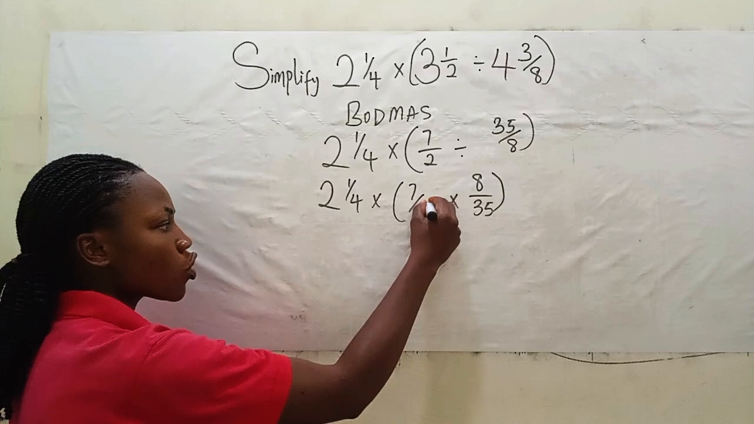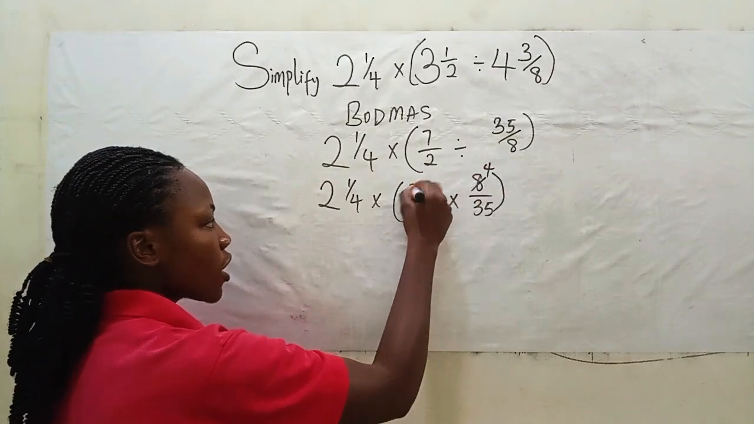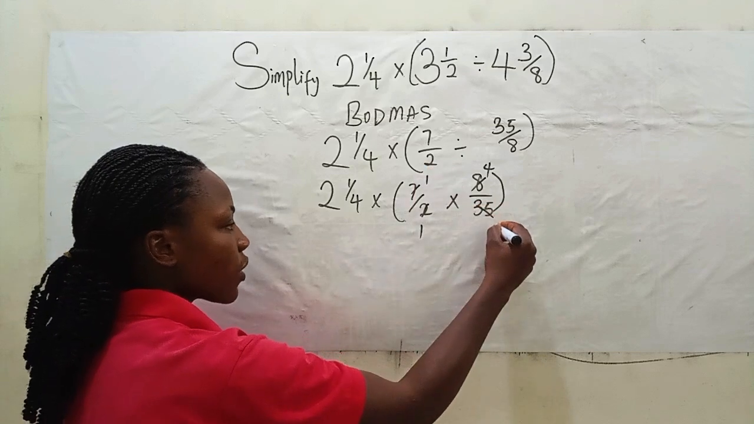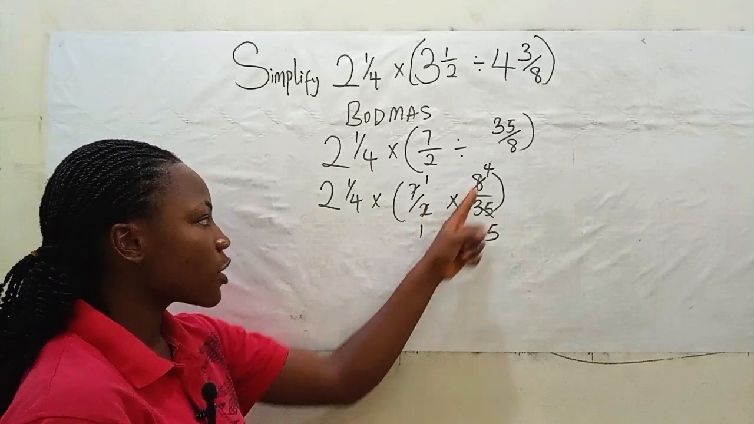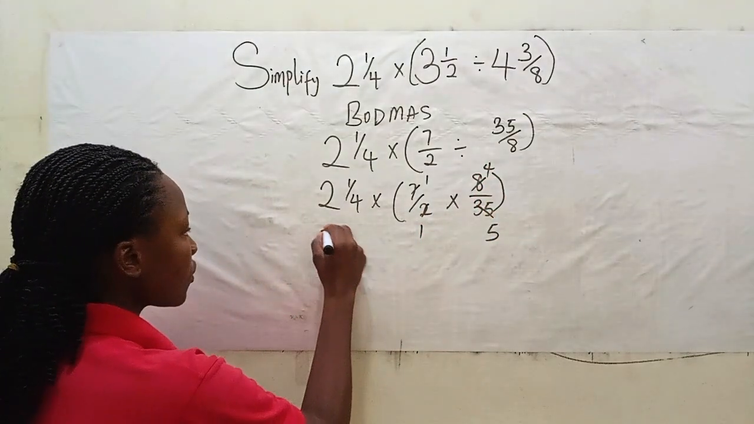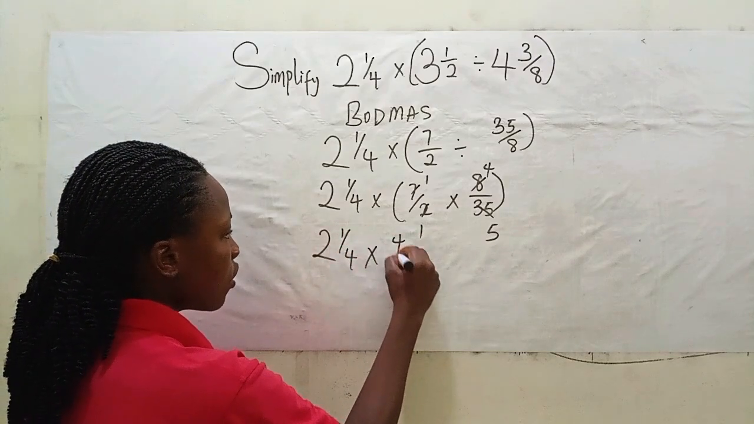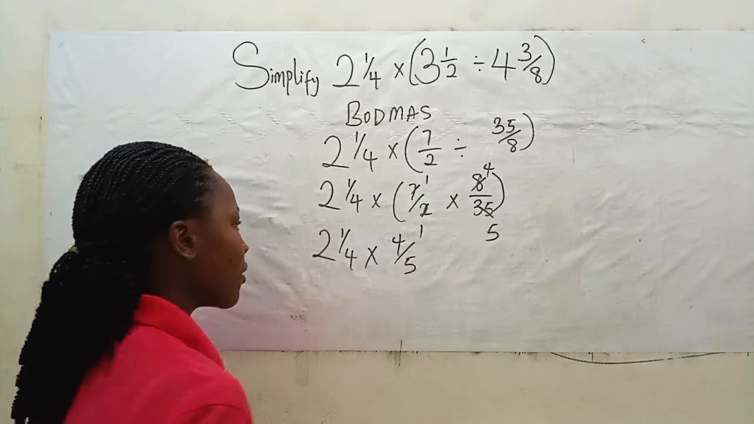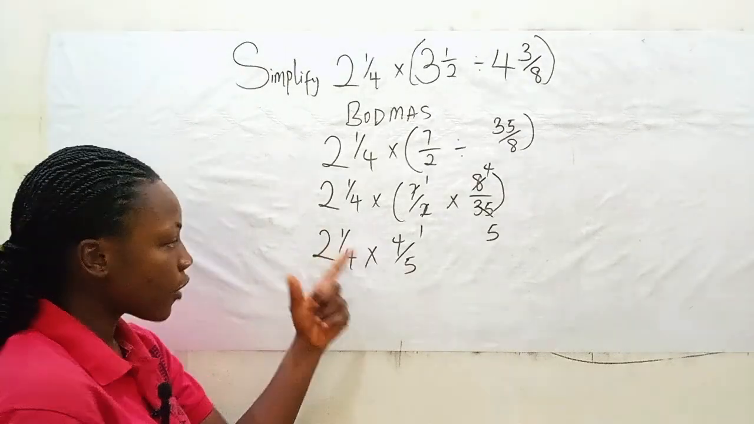Alright, now here we have common factors. 2 can cancel here, 2 cancel here, 4. 7 cancel here, 1. 7 cancel here, 5. So we're now having 1/1 times 4/5. So we're going to have 2 1/4 times 4/5. Alright, so let's change this one to an improper fraction.